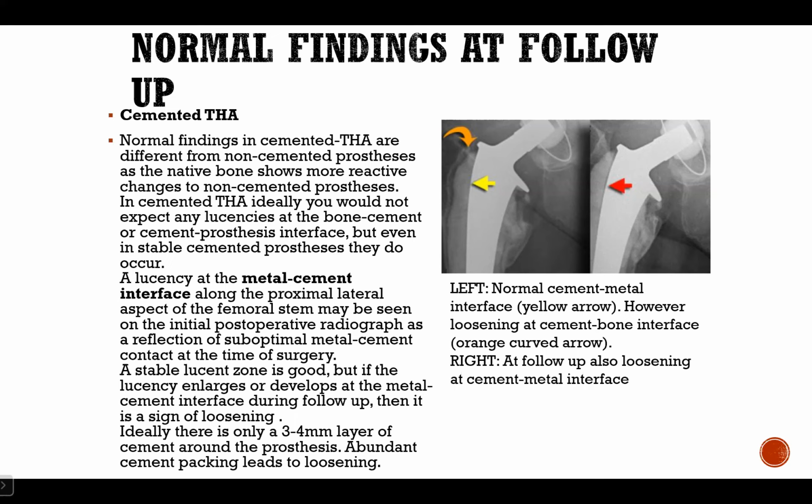Ideally, there is only a 3 to 4 millimeter layer of cement around the prosthesis. Abundant cement packing leads to loosening. This radiograph shows the yellow and the orange arrows. The yellow arrow represents the lucency, which can normally occur after the surgery, while the orange arrow shows the lucent zone, which is the sign of loosening that can be detected at follow-up.